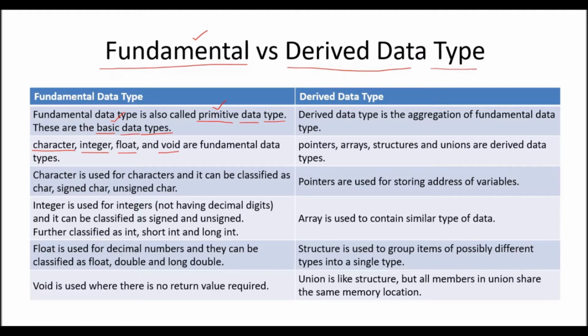Now, derived data type. The data types which are taken from fundamental data types are called derived data types. Derived data type is the aggregation of fundamental data types. If I talk about aggregation, it means that something is taken from another thing. Derived data types are taken from the fundamental data types, meaning derived types are not there in the system on their own. The fundamental ones are present in the system, and from the system we have taken the derived data types.